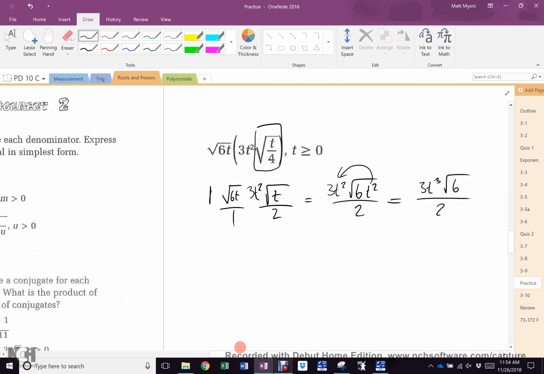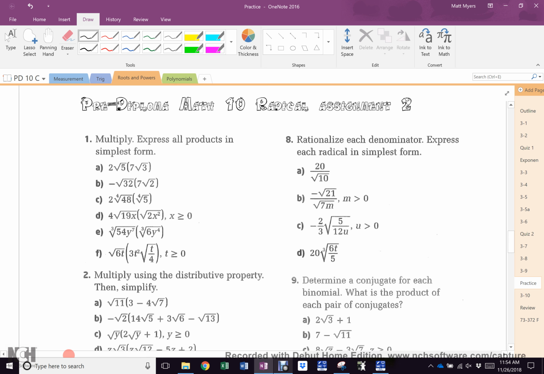So the radicand is the thing under the radical symbol. Not necessarily square root, but whatever is under that symbol is the radicand. Good? That was 1F. Did anybody want to see more there?